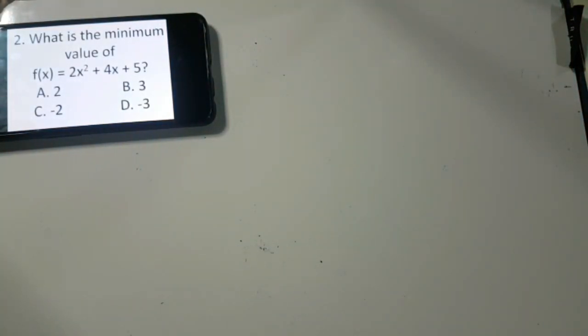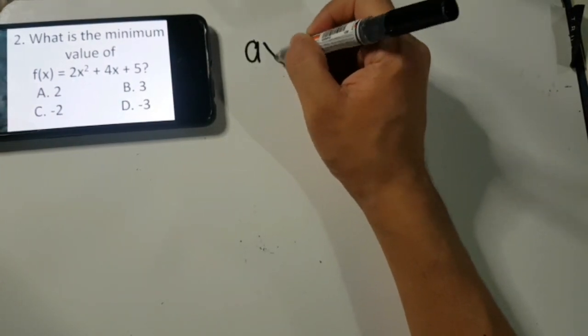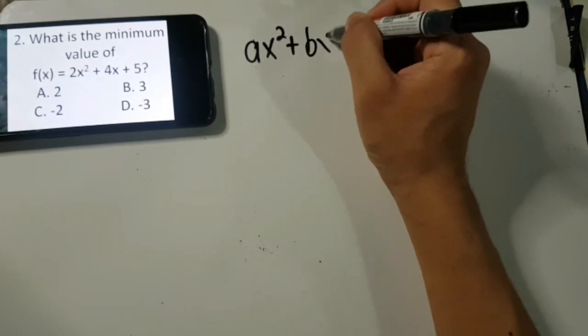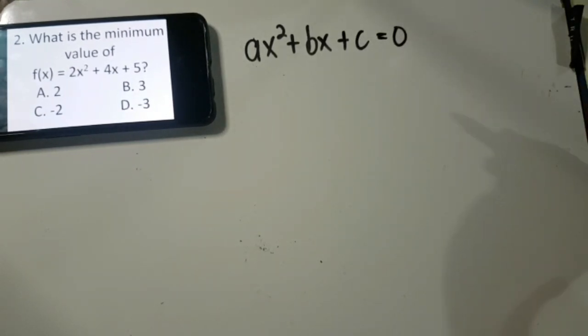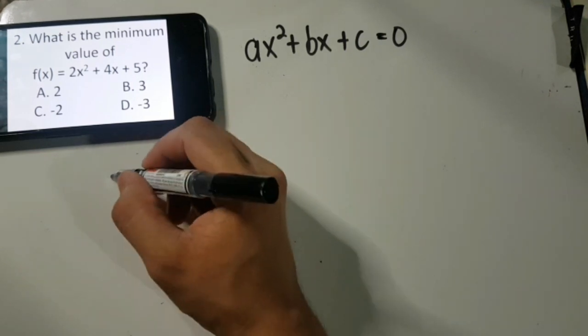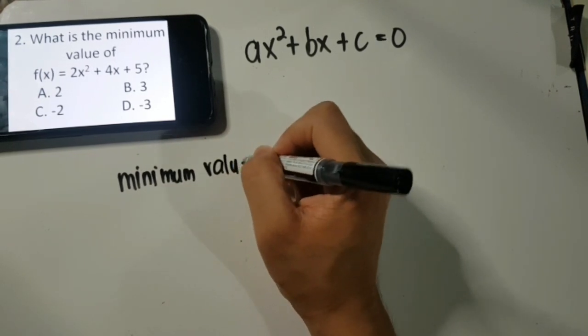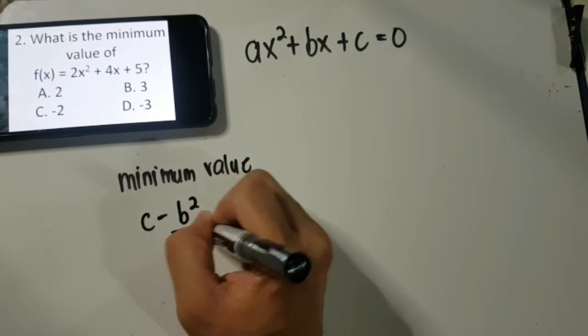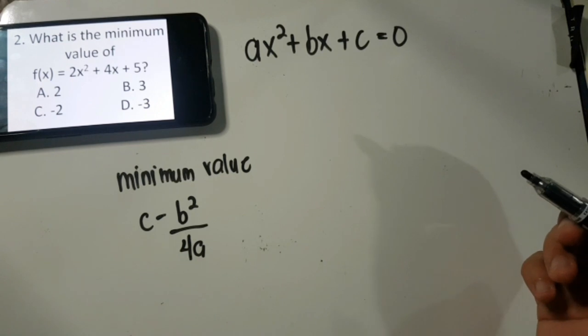What is the minimum value of the function f of x is equal to 2x squared plus 4x plus 5? So, observe nyo equation. Anong type of function ito? So, this is quadratic function in the form of ax squared plus bx plus c is equal to 0. Okay. So, tandaan nyo lang yung formula din kay minimum value. So, ito yung formula natin. C minus b squared over 4a. So, yung a, b, and c natin is the numerical coefficients of the given equation.